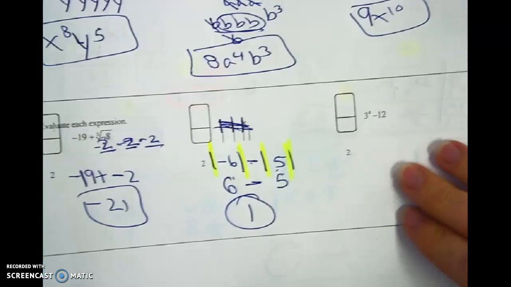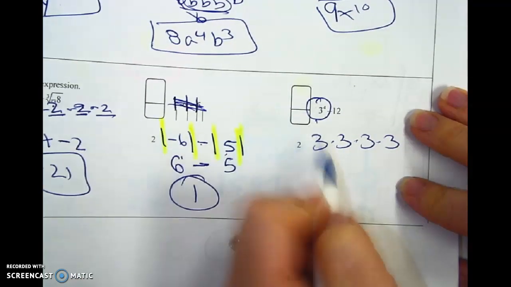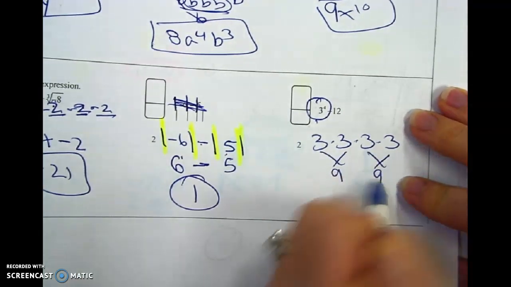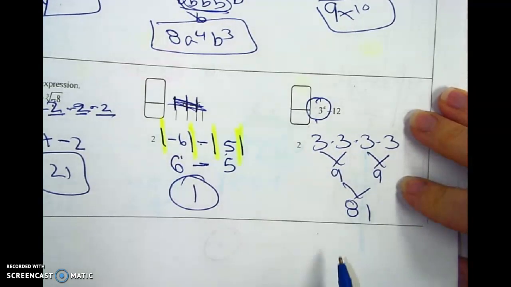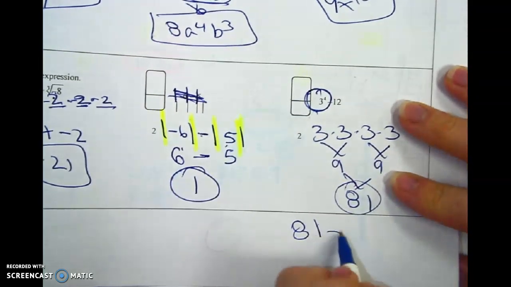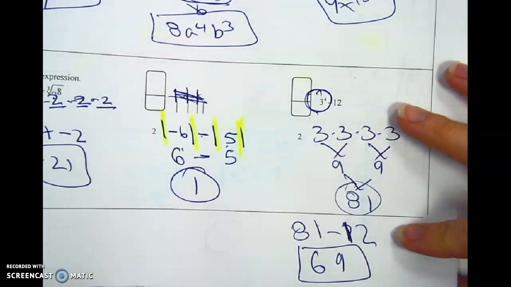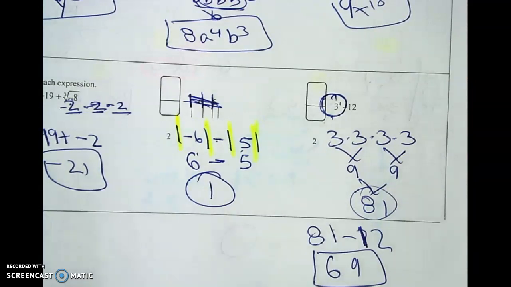All right? This last problem, 3 to the 4th, means 3 times 3 times 3 times 3. 3 times 3 is 9, 3 times 3 is 9, 9 times 9 is 81. So all of that is 81. 81 minus 12 is 69. Okay? All right, we're going to review now.